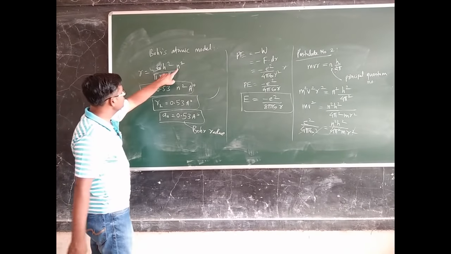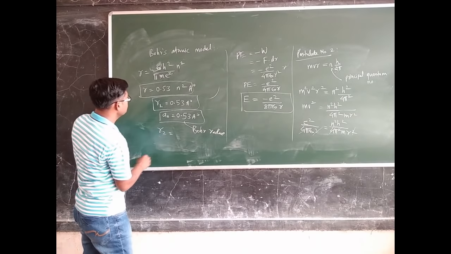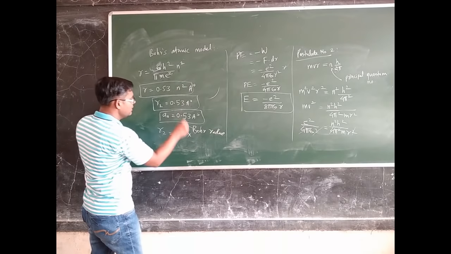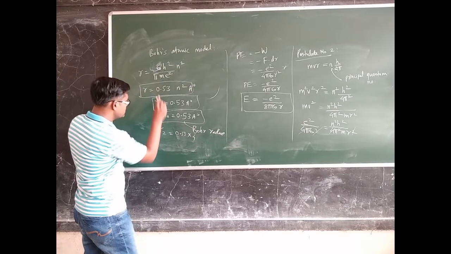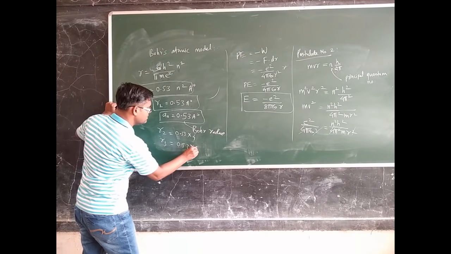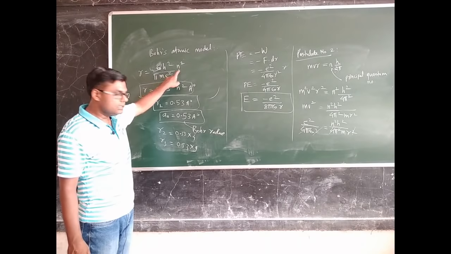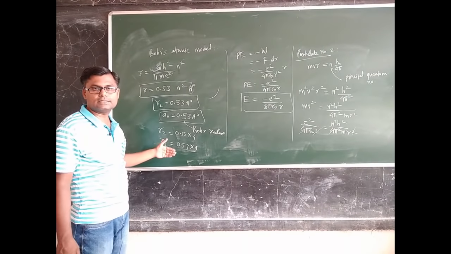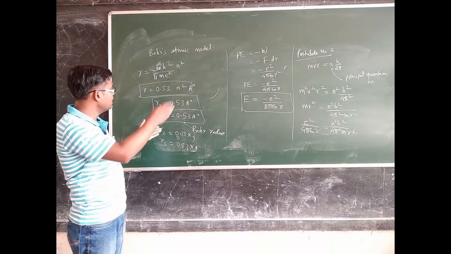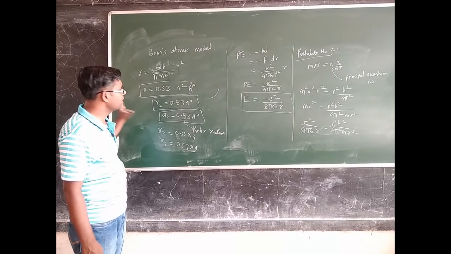So if n is equal to 2, then we will get R2, which will be equal to 0.53 into 2 square, that is 4. If n is equal to 3, then R3 equals 0.53 times 9. So you see that as you increase the quantum number, the radius also gets increased. The electron will be farther and farther away from the nucleus. So this is the expression for radius.